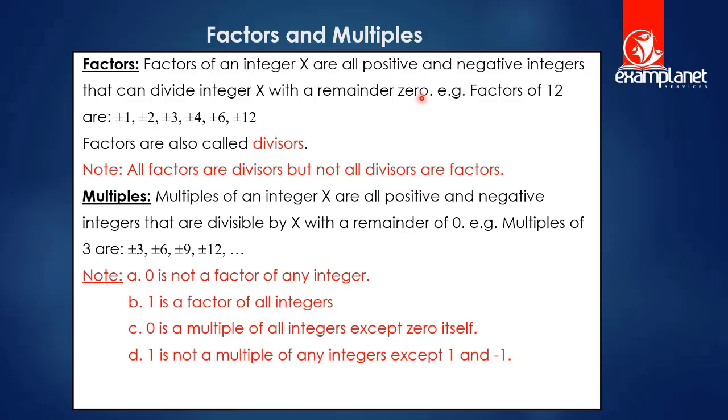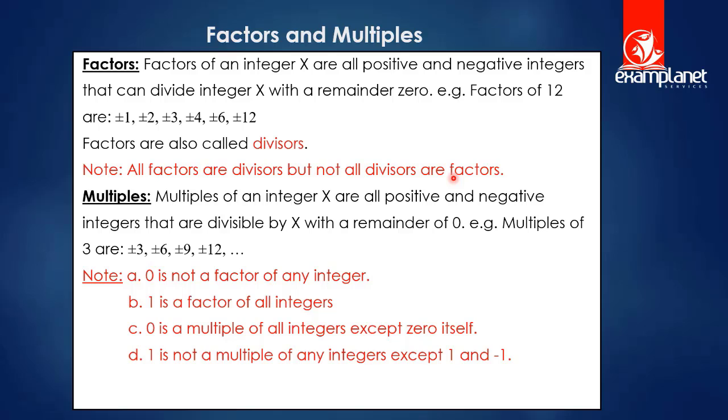So when we talk about factors of a number, you're talking about numbers that can divide that integer with a remainder of 0. So factors of 12, numbers that can divide 12 with a remainder of 0. So 1, 2, 3, 4, 6, and 12. And their negatives as well. They are all factors of 12. Now, factors are also called divisors. So that's another name we call factors. Now note, all factors are divisors, but not all divisors are factors.